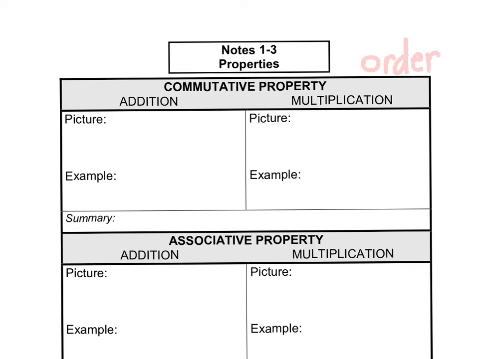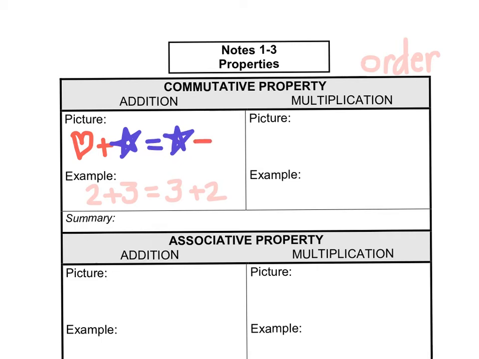in addition and multiplication. So for example, in addition, if we have 2 plus 3, that's 5, that would also be equal to 3 plus 2. If you like a pictorial representation, if we have a heart plus a star, that would also be equal, if the star comes first, plus the heart.